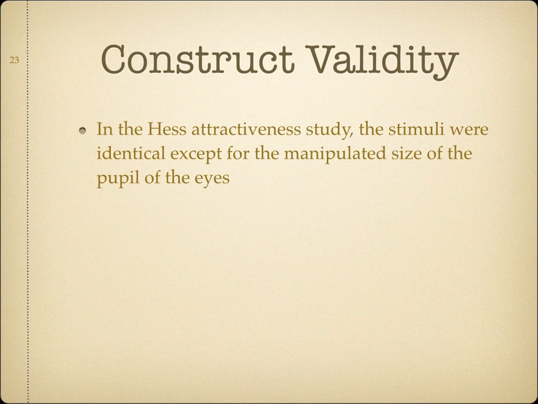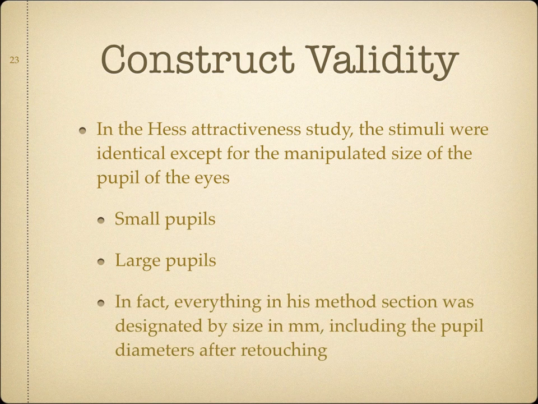In the Hess attractiveness study, the stimuli were identical except for the manipulated pupil size. So we have small pupils and large pupils. In fact, everything in the methods section of the original Hess study from the early 60s had sizes designated in millimeters, including pupil diameters after the retouching. They did not have the kinds of resources we do. They would use slide projectors, project them up on a screen, and they would actually measure them projected on the screen in a standard fashion.